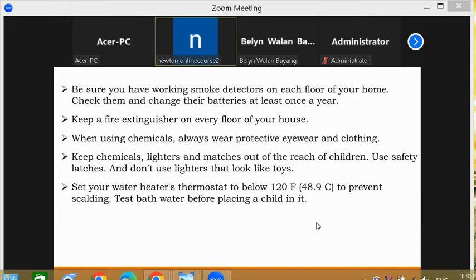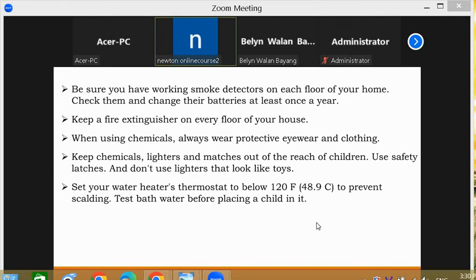The next one, if you are using any chemical, or working in any chemical industry, you have to always wear protective gear, that is eyewear and clothing. Always remember, keep chemicals, cylinders, and matches out of the reach of children. Use safety latches and do not use lighters that look like toys.